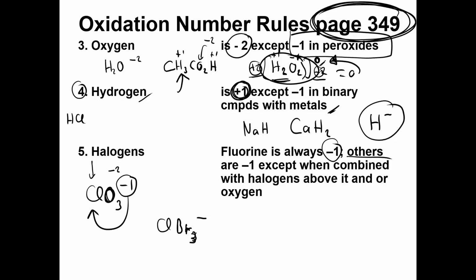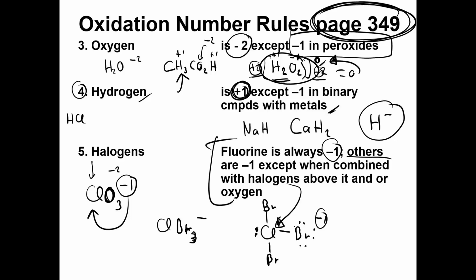This is a little trickier because by this rule, let's see what it actually says here: except when combined with halogens above it and/or oxygen. So there's one more thing that needs to be added. It has to be the central atom too. If you draw the Lewis structure for this compound, you'll find there's Br, Br, lone pair, Br. So these outside Brs would have a -1 charge. So this rule also only applies to the central atom. Then the oxidation number of the chlorine inside is going to be different than -1.